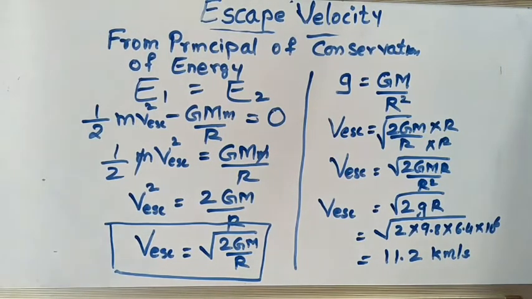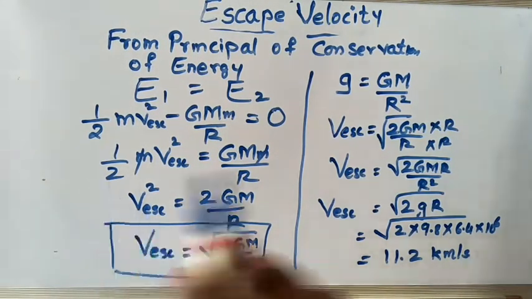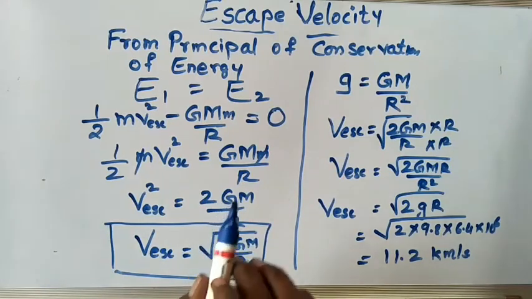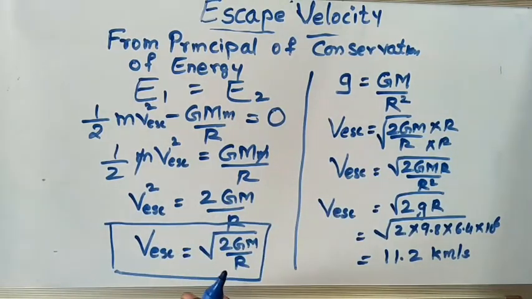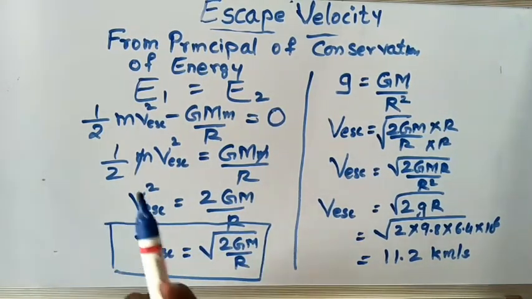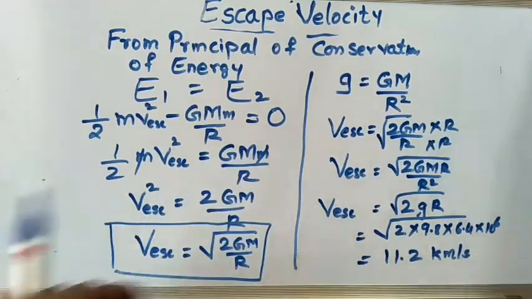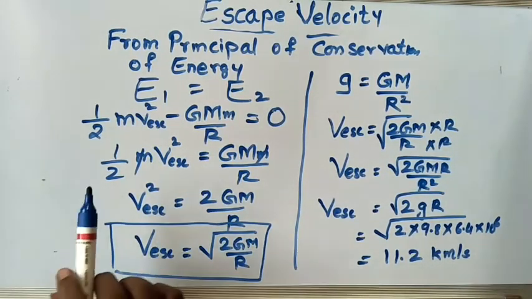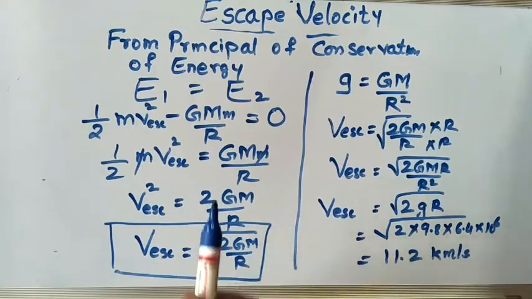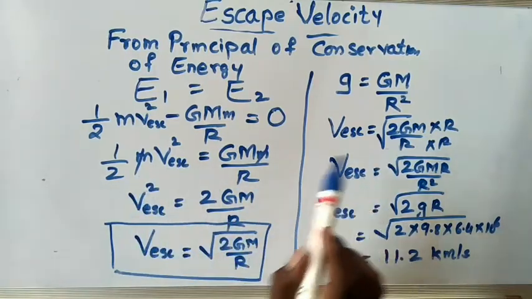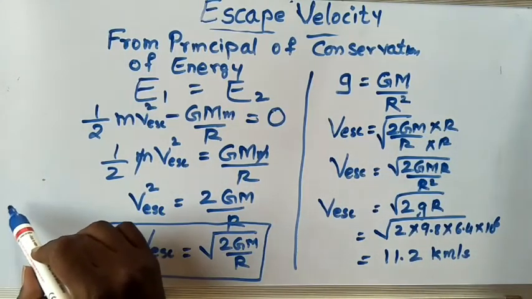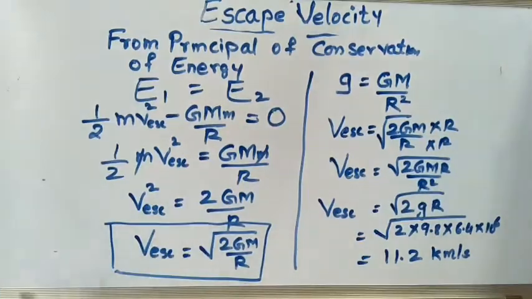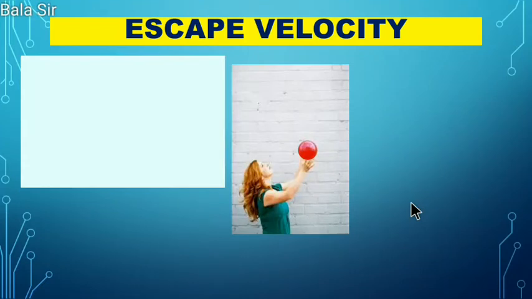Now the spacecraft which are sent to the moon or any other planets have to have their initial velocity larger than the escape velocity so that they can overcome the Earth's gravitational attraction and can travel to these objects. Let us see some clips for escape velocity.